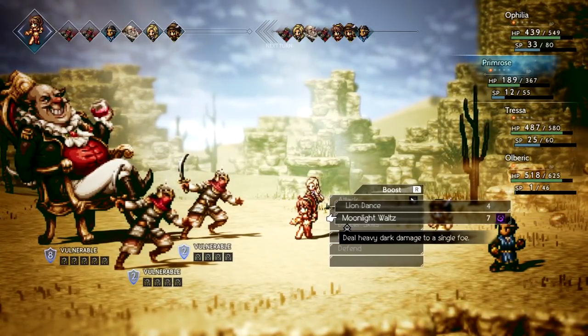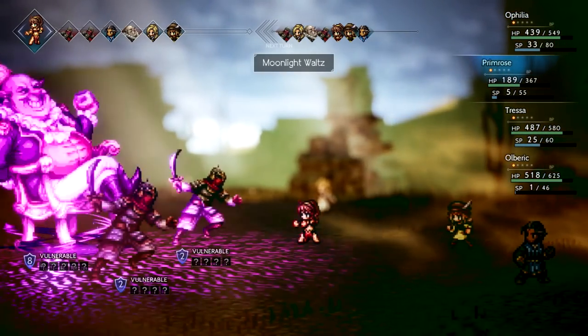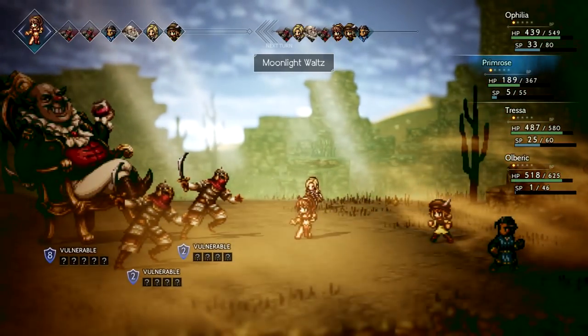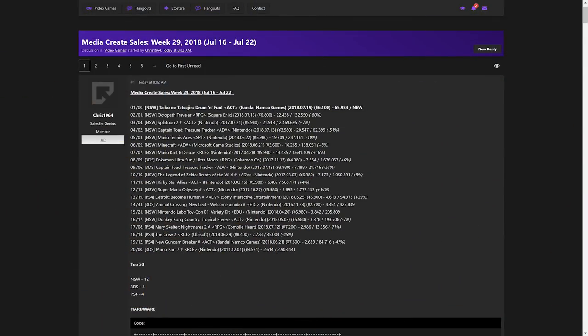That being said, let's go over the rest of the charts here. So what debuted at number one was also a game for Nintendo Switch by Bandai Namco called Taiko no Tetsujin Drum and Fun. It debuted with 69,984 units at the number one spot. Pretty good debut for that game.